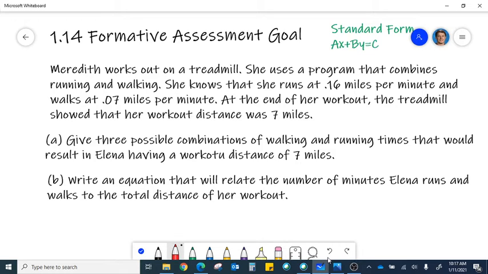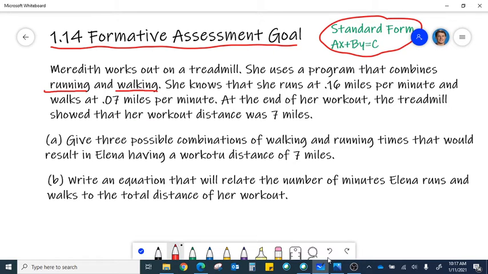All right, so here it is. It says Meredith works out on a treadmill. She uses a program that combines running and walking. All right, so the two things are running and walking, so I want to underline that. Okay, so on your paper, the things that I'm underlining and circling right here are the things that you should write down.